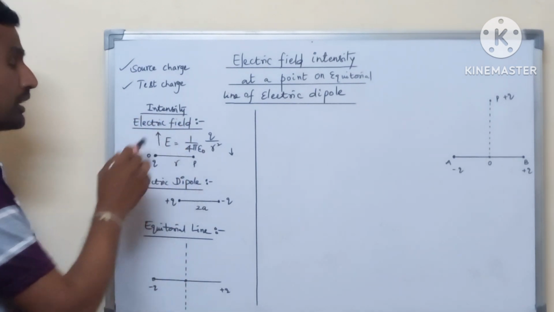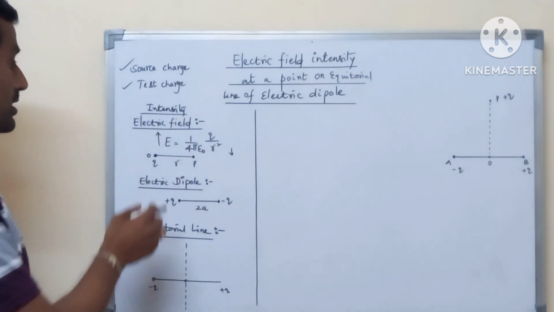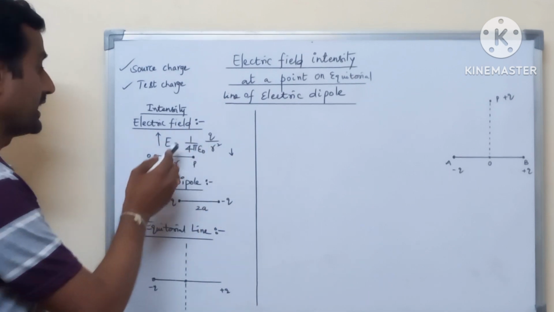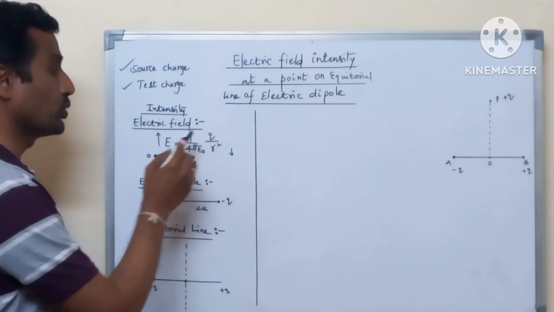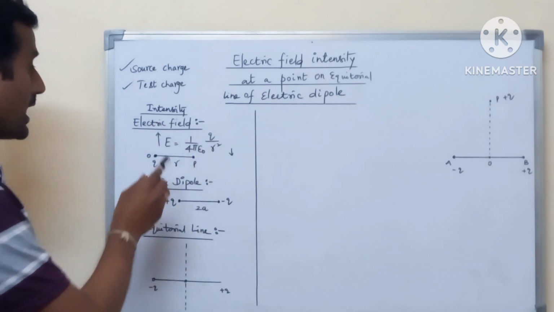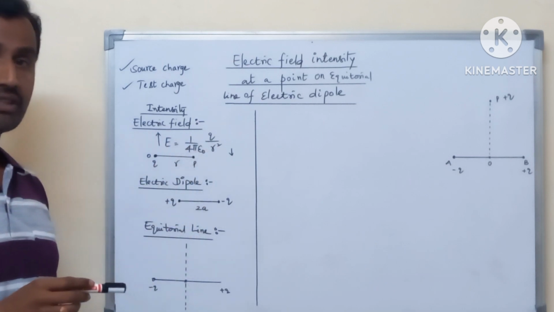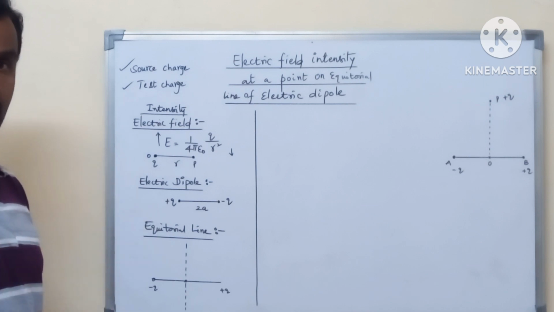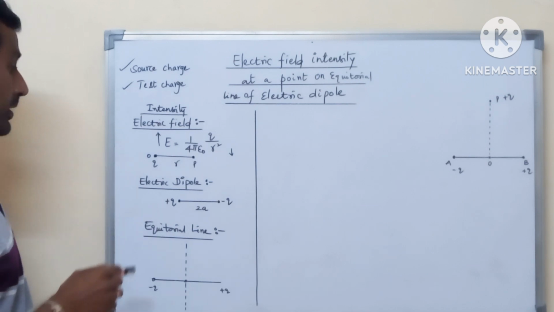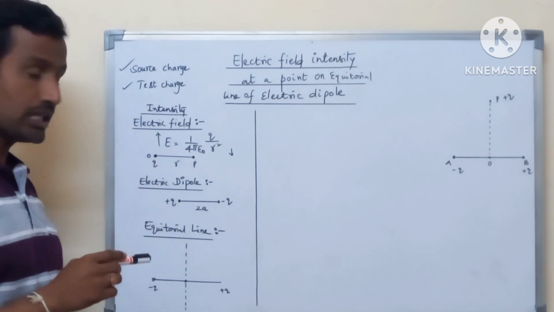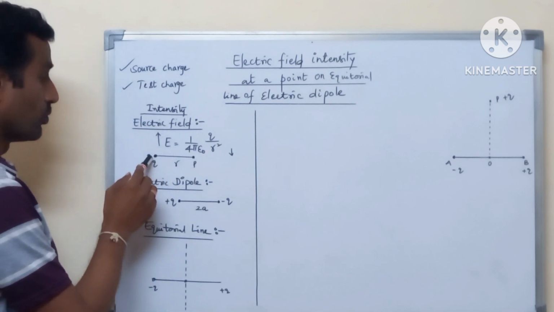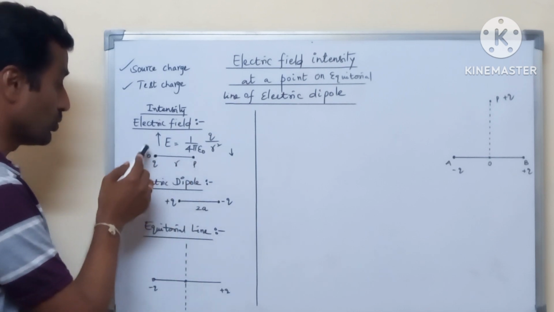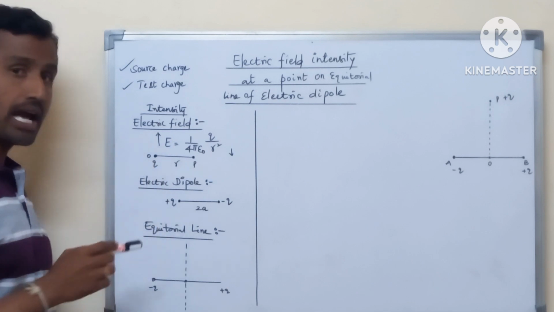The intensity of electric field is calculated by using the formula E is equal to 1 by 4 pi epsilon naught Q by R square. The intensity of electric field is directly proportional to the magnitude of the source charge and inversely proportional to the square of the distance from the source charge to the point where we have to calculate the electric field intensity. The direction of electric field is from O to P if the source charge is positive and P to O if the source charge is negative.